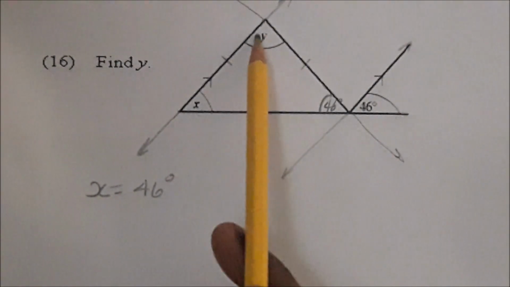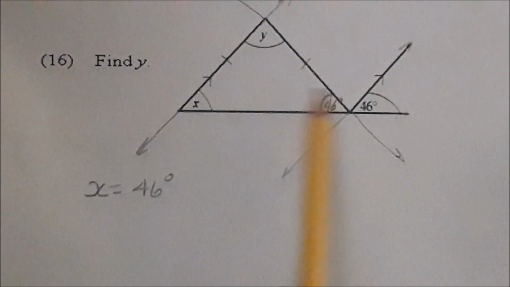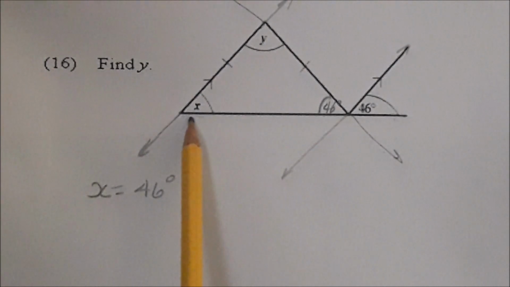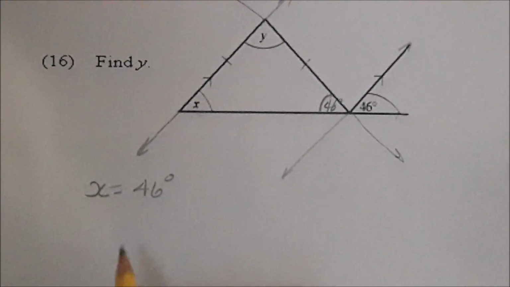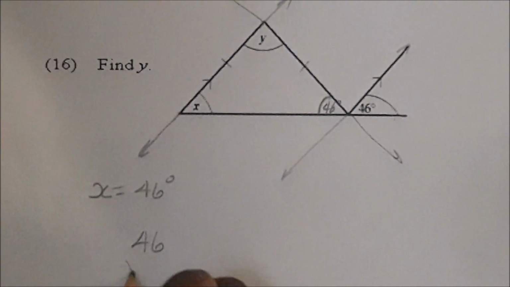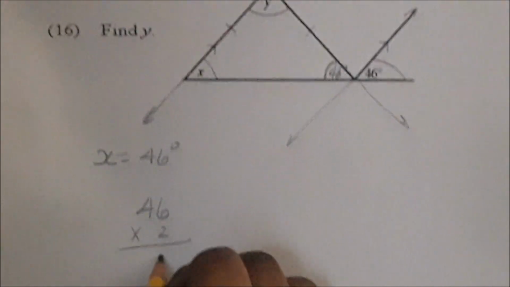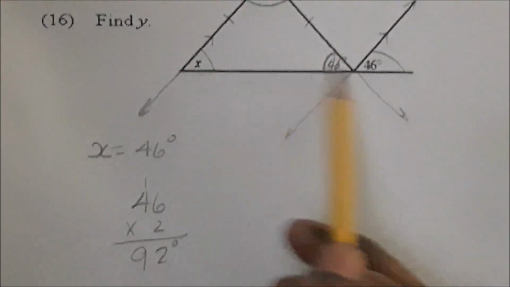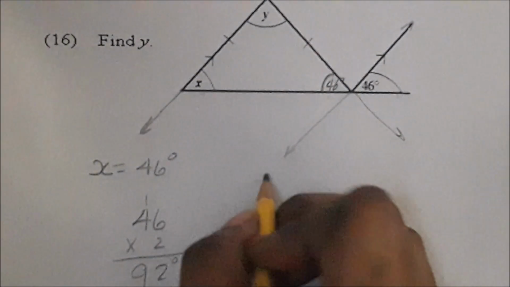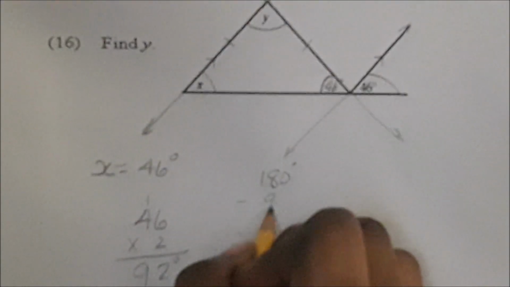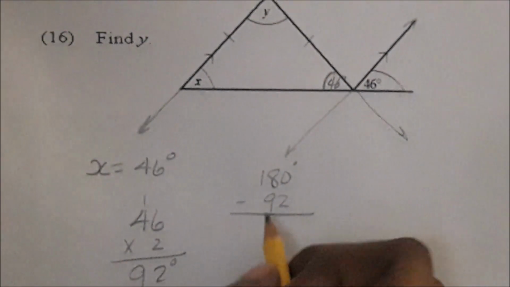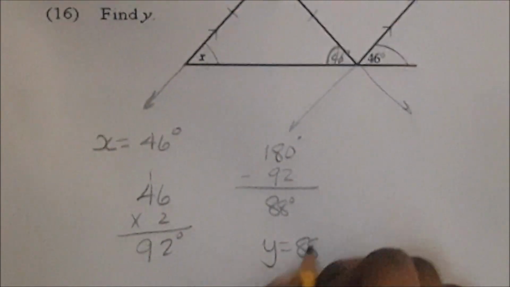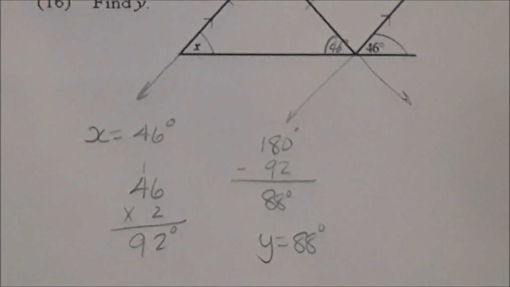We know that angles in a triangle add up to 180 degrees. To find angle y, we will add angle x with 46 degrees. So we'll say 46 degrees times 2, which will give us 92 degrees. We will subtract that 92 degrees from 180 degrees, which will be 88 degrees. Y will now be equal to 88 degrees. Okay, excellent job. Very good.